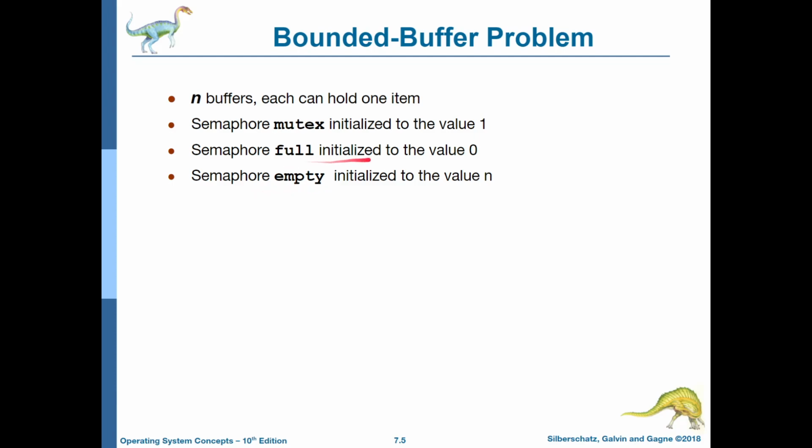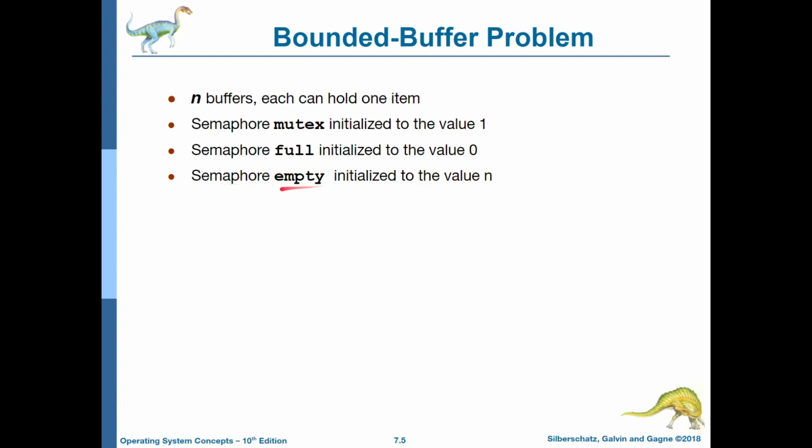The full semaphore indicates how many values are in the buffer. When you first initialize it, full will be initialized to 0, meaning there are 0 items in the buffer. The consumer will do a wait on full. If there are 0 items in the buffer, the consumer will wait until this gets bumped up to 1.